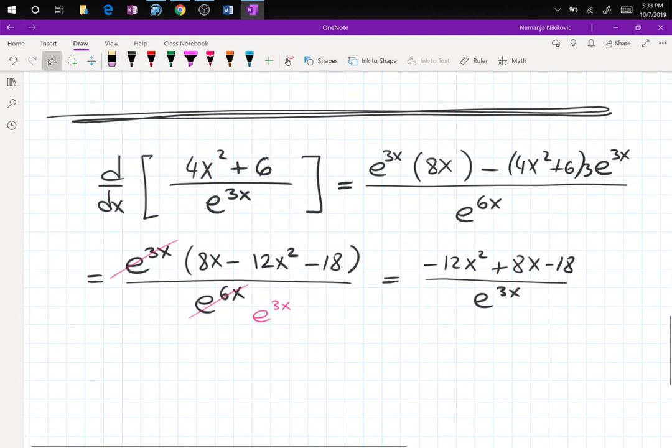Where do you get 12x squared? 3 times 4. Mm-hmm. Good.